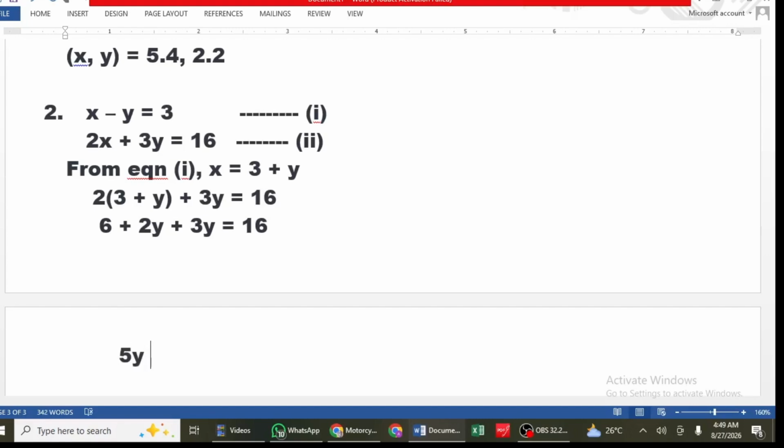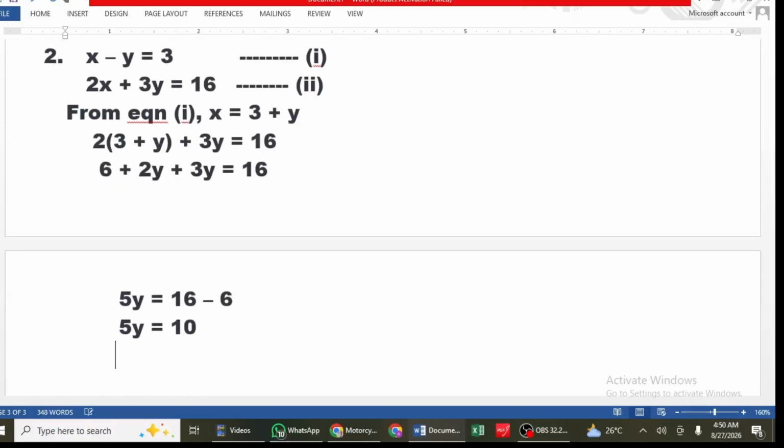From there, you collect like terms: 2y plus 3y will give you 5y. Then you carry 6 to the other side, and that will be 16 minus 6. 16 minus 6 will give us 10. And from there, you have 5y is equal to 10. In order to get the value of y, you divide both sides by the coefficient of y, which is 5. Then y is equal to 10 divided by 5, and that will give us 2.